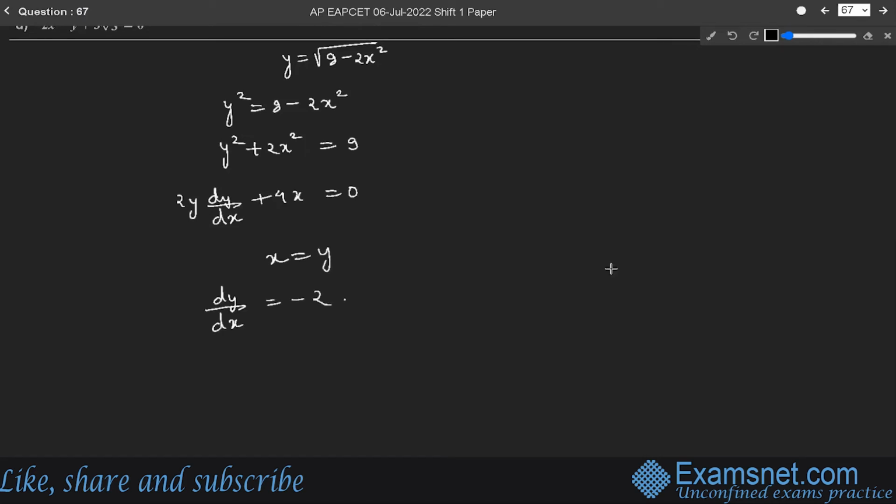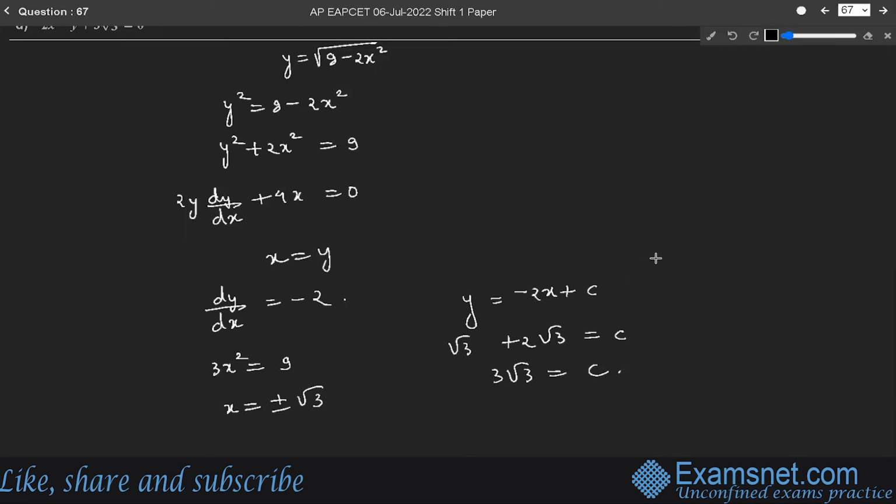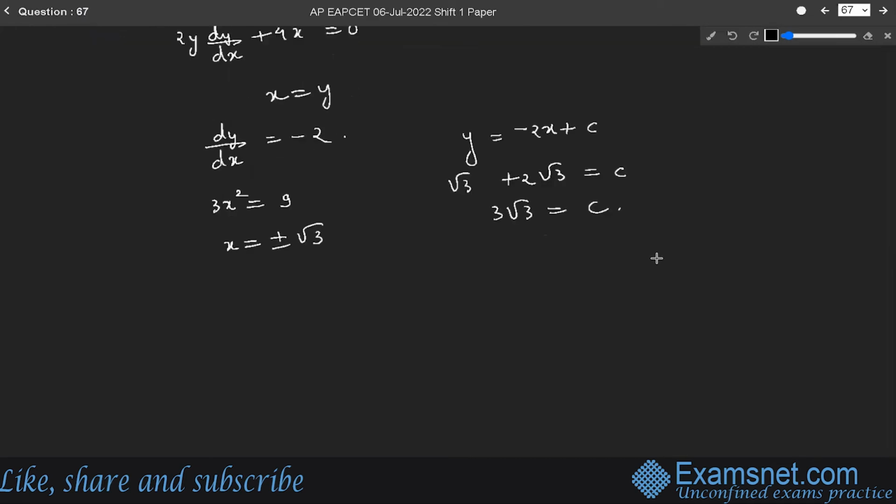Now, from the equation of the curve, 3x² = 9, or x = ±√3. And we know that y = -2x + c. So, √3 + 2√3 will be equal to c. So 3√3 will be equal to c. We have the value for c, we have the value for x, and we have the value for y.